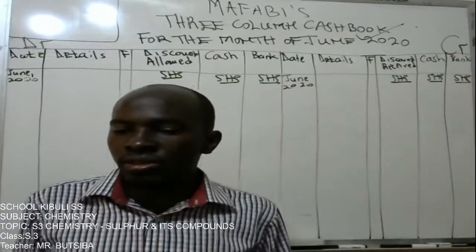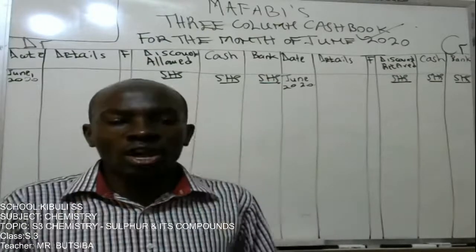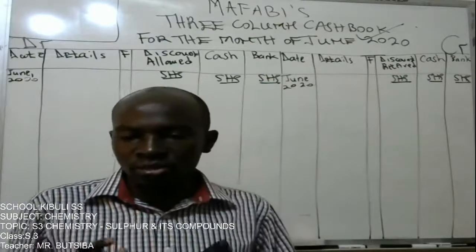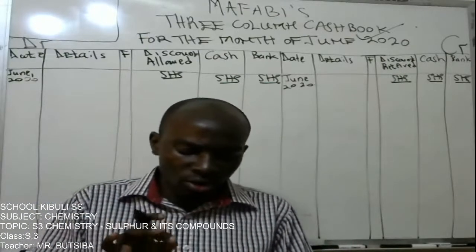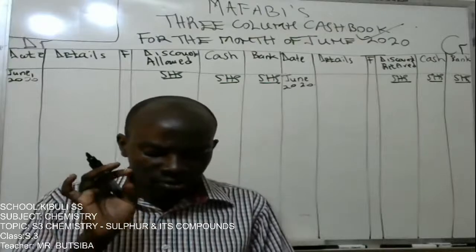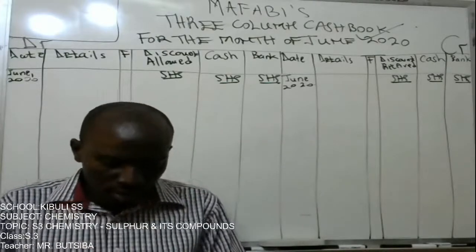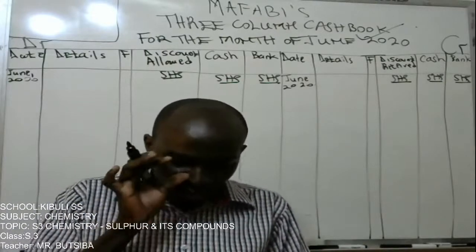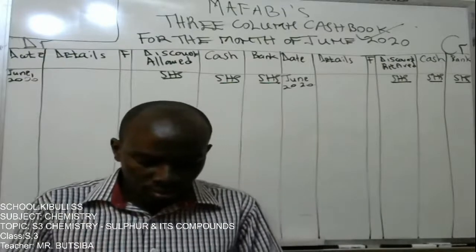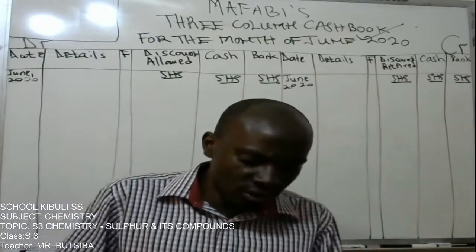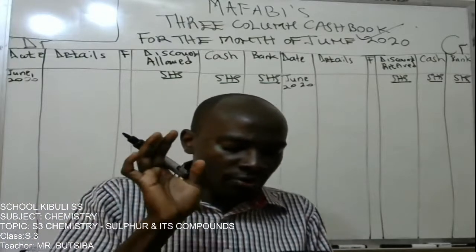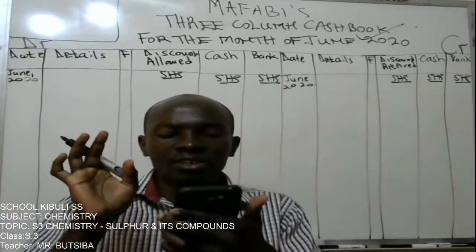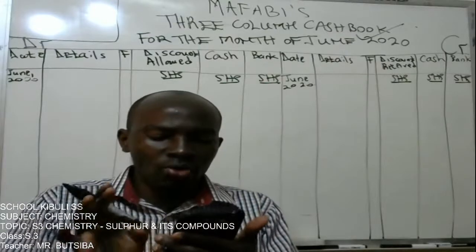Now all you need are the respective transactions. Then you start recording in your 3-column cash book. Okay, so let us begin with our first transaction. The first transaction, class, it says June 1st, cash at bank, 5,000.